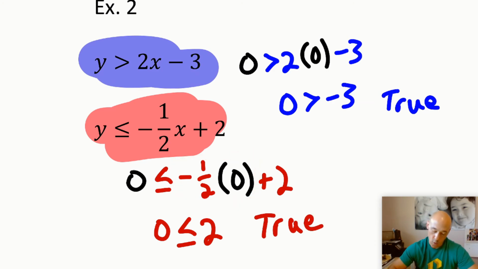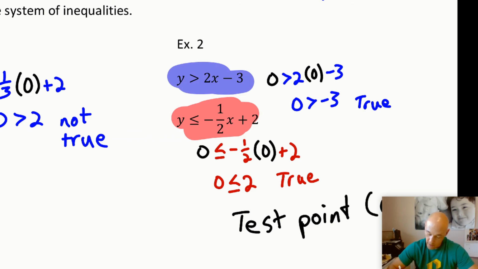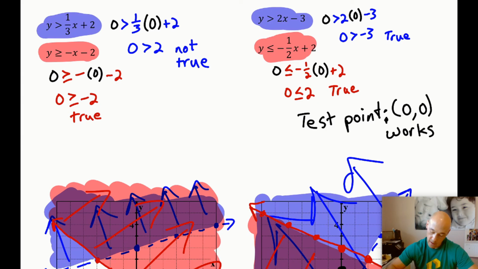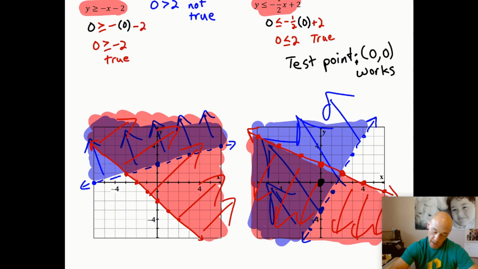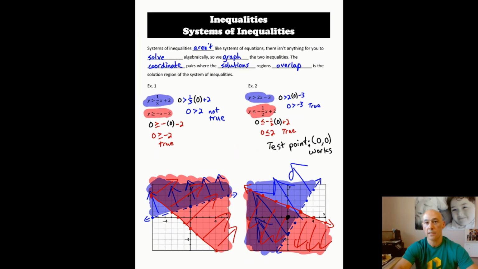So our test point is 0, 0, and it works. It's true for both inequalities. So that point 0, 0 has to be in the solution region, and it is. Here is the solution region. And that is the system of inequalities.